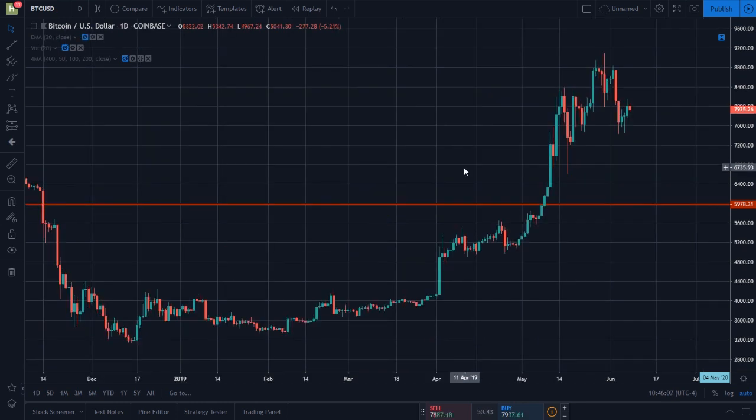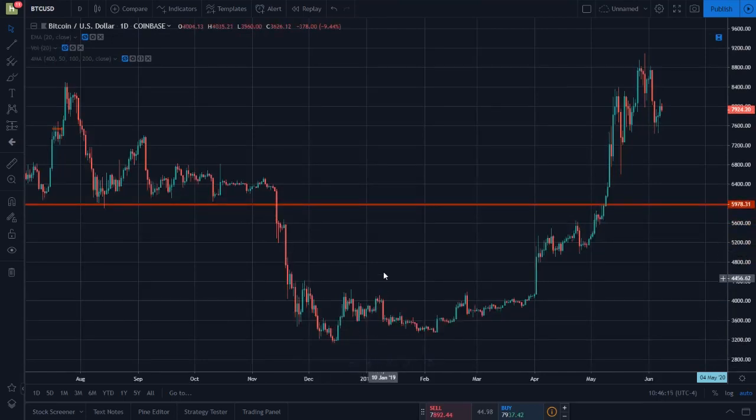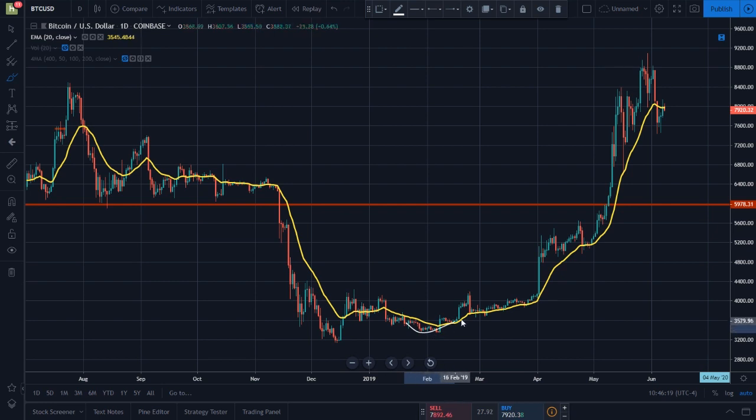The first thing I'd like to do is, of course, run over the recent history of Bitcoin and show you guys how we got to where we currently are. Of course, we know the Bitcoin bear market fell below $6,000, ran all the way down to $3,000 at the bottom, and from there, Bitcoin managed to rally above the 20 exponential moving average.